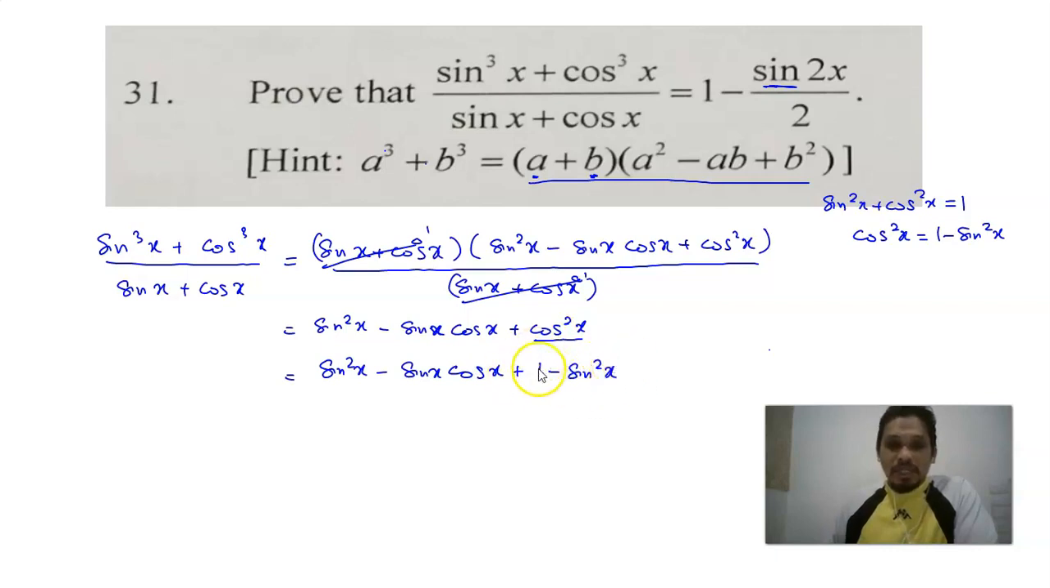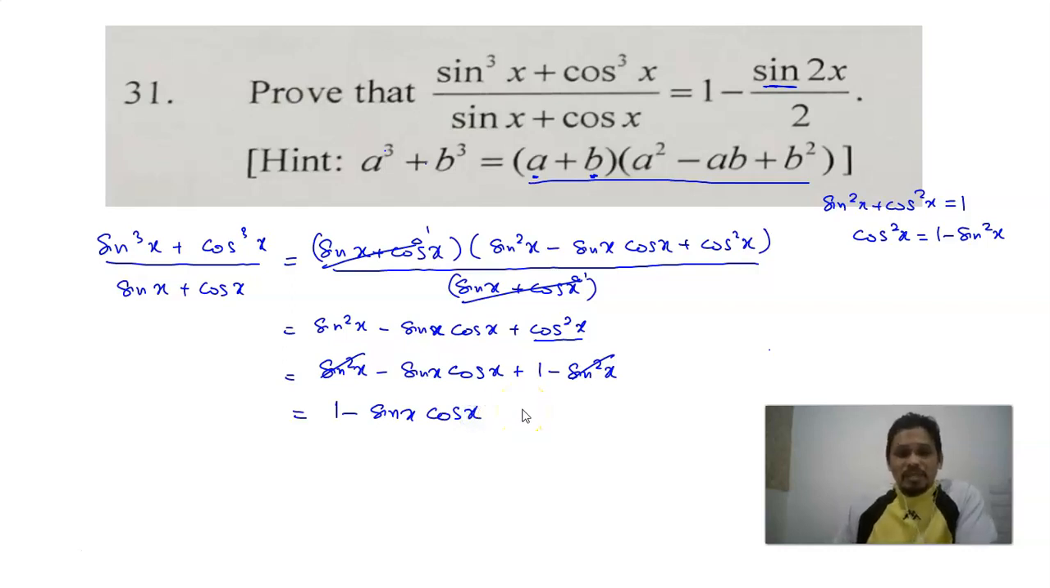With or without brackets, it doesn't change anything, because the positive is waiting outside. Positive times 1 is positive, positive times negative equals negative, still the same. So sine square minus sine square cancel, and what we have right now is 1 minus sine x cos x. You might think of how we are going to change this, because 1 minus is already in the answer here. But sine x cos x, sine 2x divided by 2. Can you think of something?